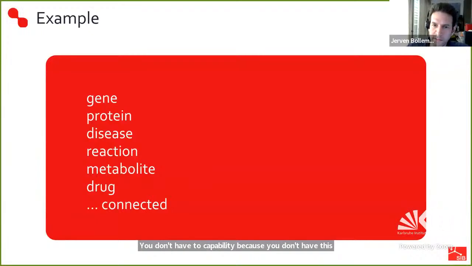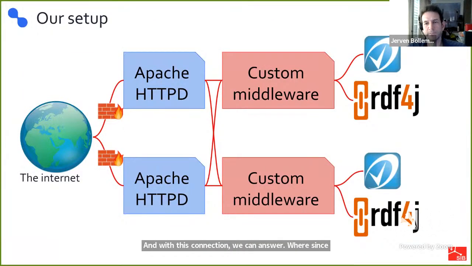So what we show is that gene, protein, disease, reaction, metabolites, and drugs are all connected. And with this connection, we can answer questions that we didn't think were possible before. So going a little bit to the practical setups.